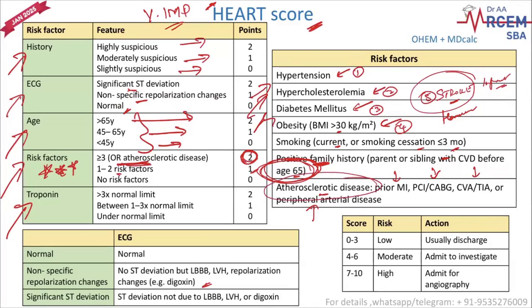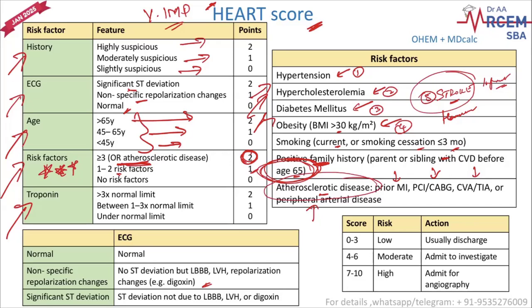For example, he is a known case of peripheral vascular disease and doesn't have hypertension, hypercholesterolemia, or diabetes, or smoking, or obesity. Still, he gets 2 points because atherosclerotic disease itself is considered a very high risk factor. That's why he gets 2 points directly.